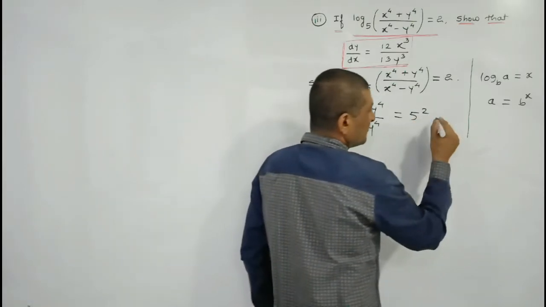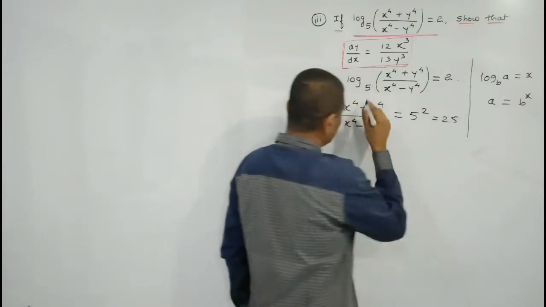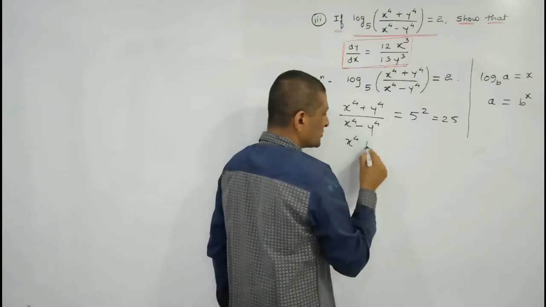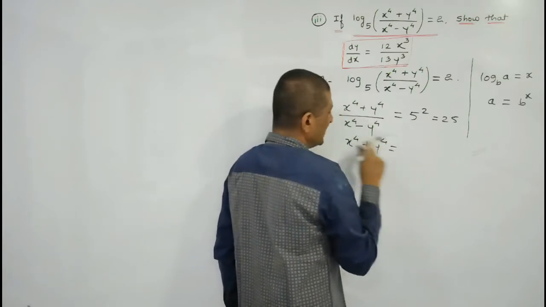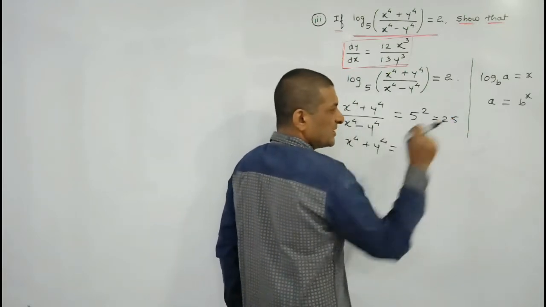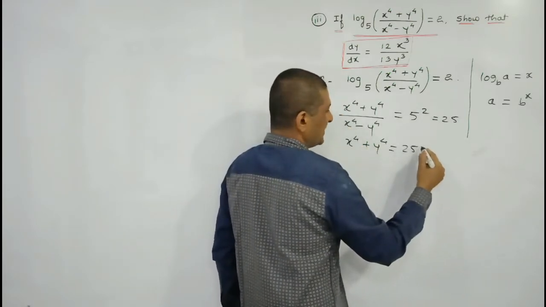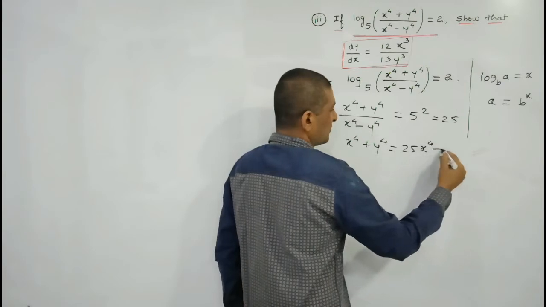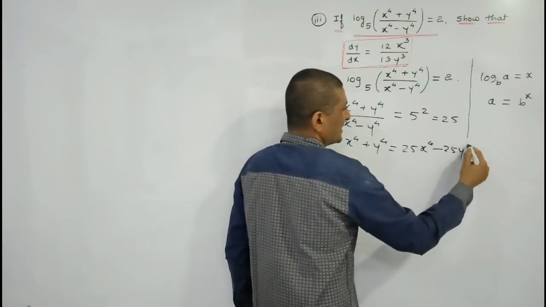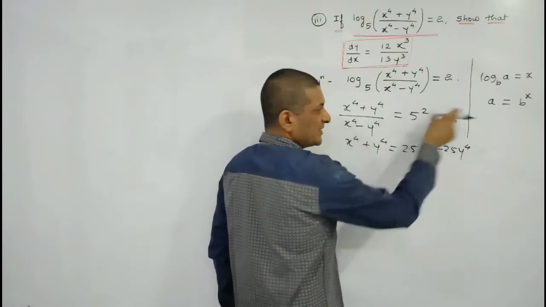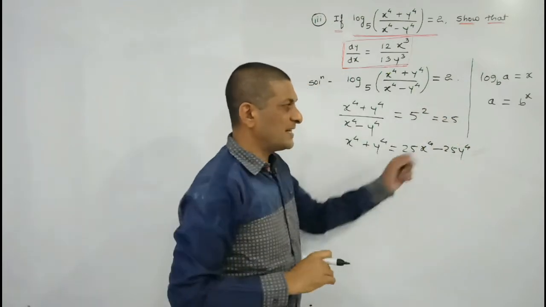So here square of 5 is 25. On this side x raised to power 4 plus y raised to power 4, keep it as it is. This denominator will get multiplied with 25. So let us see what multiplication we will get: 25 x raised to power 4 minus 25 y raised to power 4. Since the denominator got multiplied by 25, we get this result.